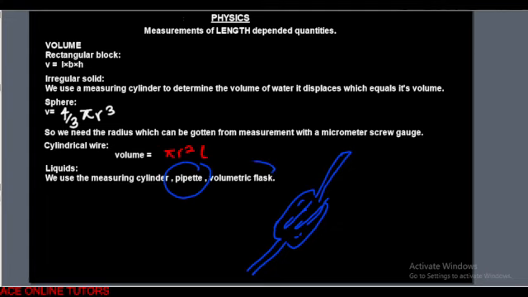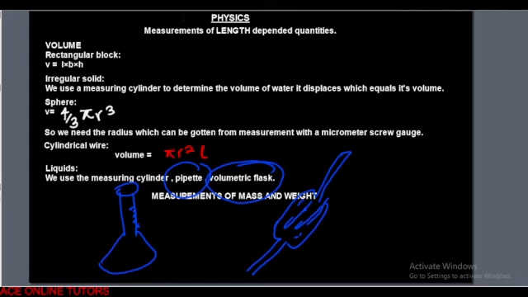You can also use a volumetric flask. This is a conical flask actually, but it can also be a volumetric flask. You just put the liquid inside and read the value so that you can know the volume.